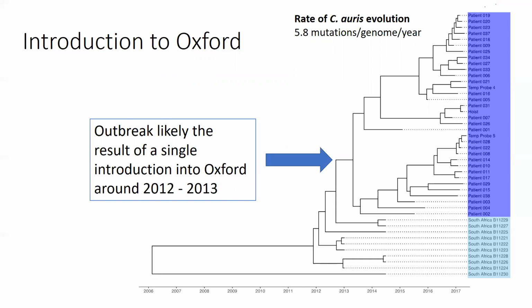This South African lineage has not been what's caused the other big outbreaks in the UK. They've been from other parts of the world, but it is responsible for probably the biggest outbreak anywhere in the world in Valencia in Spain. They've got over 300 cases in a hospital there.